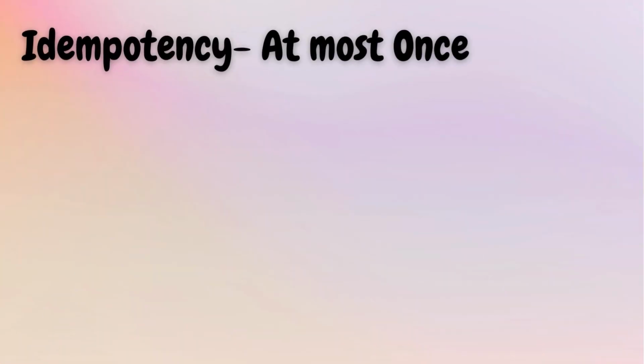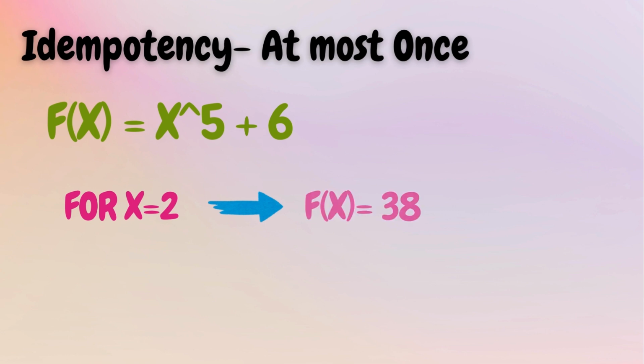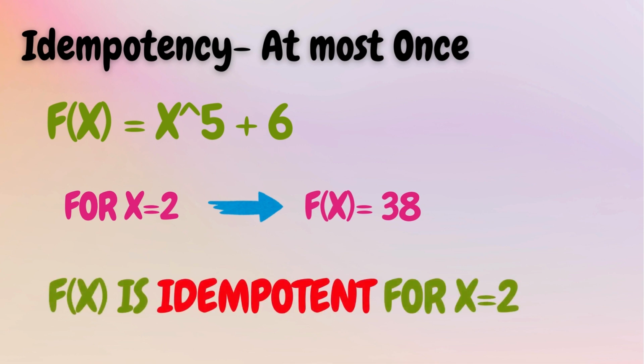Let's understand idempotency with the help of a mathematical function f of x equal to x to the power of 5 plus 6. For the equation here, if x equal to 2, then f of x is equal to 38. The f of x value will not change as long as x remains 2. This means that the equation here is idempotent for x equal to 2. In the same way, an API, a method, or operation is idempotent if the response remains the same for all the identical incoming requests.